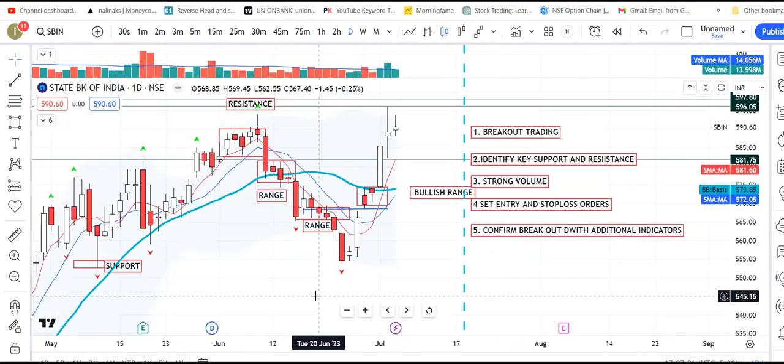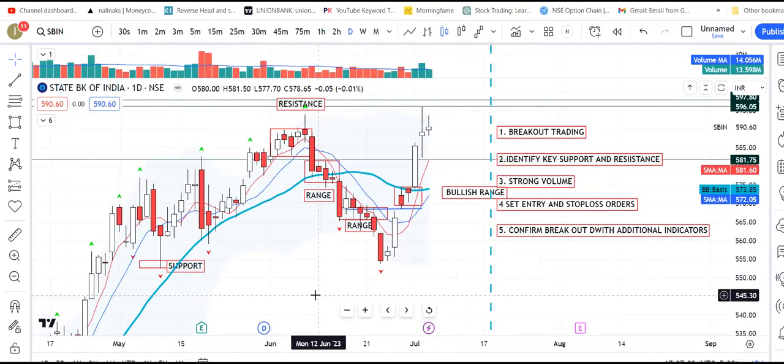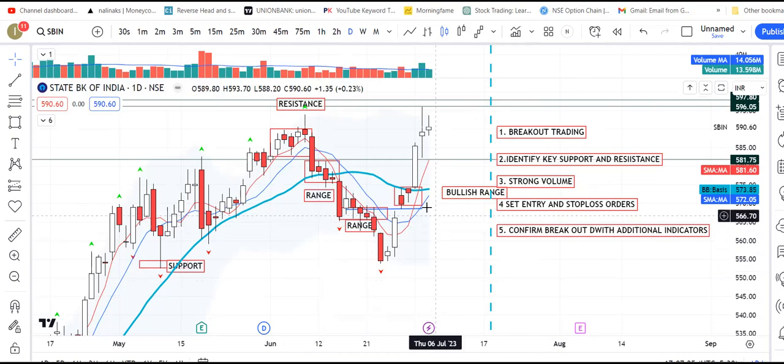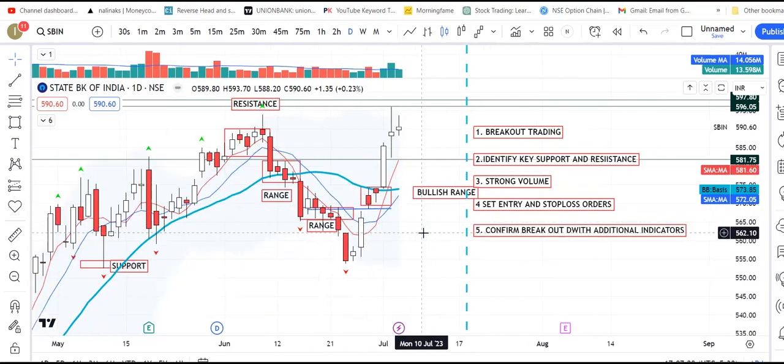So scan for the stocks which are undergoing ranges on the daily time frame, and look for the prior trend which is happening, and identify the key resistance and support levels. Then look for the reversals, mark the high and low of the range and the breakout of the range, and it should be supported with the volume.